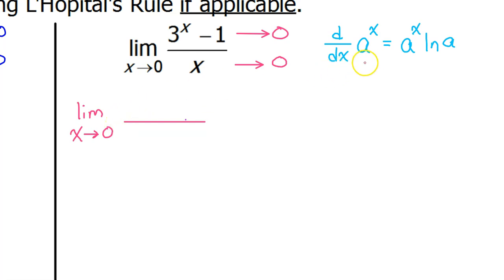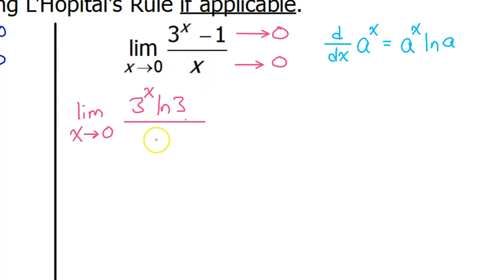Here's a memorized rule that students often forget, so bust out those flashcards and write this down and study it. The derivative of a to the x is equal to a to the x times the natural log of a, where a is any constant other than 0. So the derivative of 3 to the x is 3 to the x, but also times the natural log of 3. The derivative of -1 is 0, so that's gone.